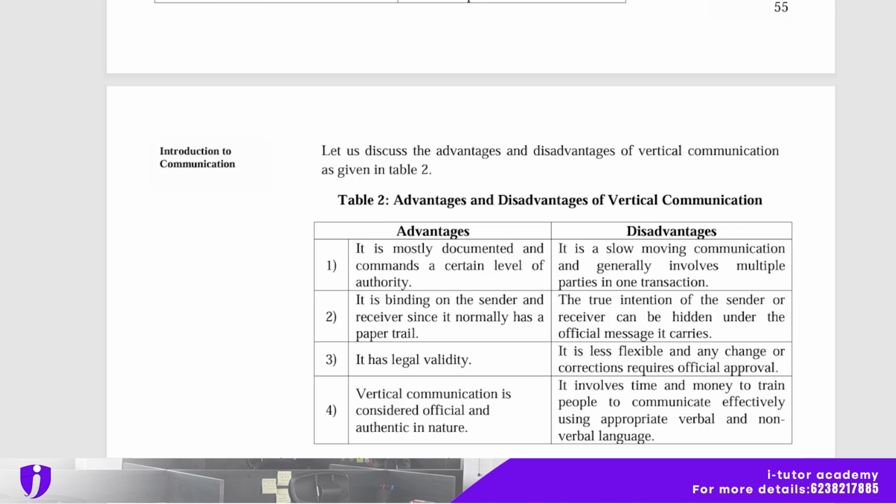Right. And the second is, it is binding on the sender and the receiver, since it normally has a paper trail. That is advantage. And in disadvantage, the true intention of the sender or the receiver can be hidden under the official message it carries. And third point is, it has legal validity. And the disadvantage is it is less flexible and any change or correction requires official approval.